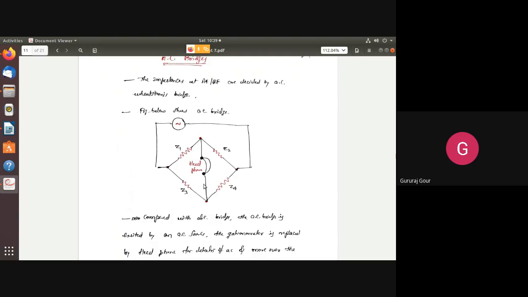And instead of galvanometer, now I am using headphone. So its function is similar to the galvanometer. In galvanometer, the bridge balance is indicated by the null indication. But with the headphone, we are going to listen for no sound. Means when the bridge is balanced, we are not going to get any sound or noise. So that is the main difference between the DC and AC bridge.